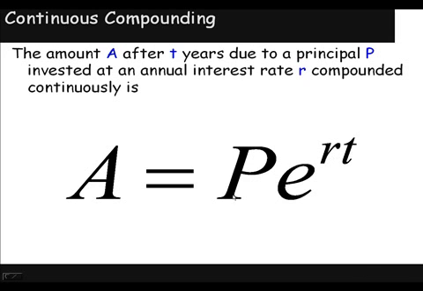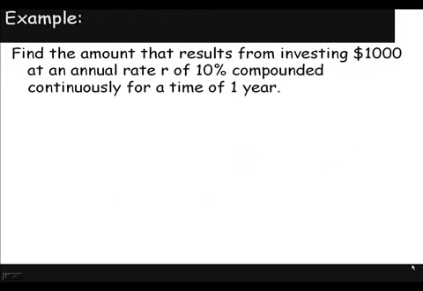If you remember the shampoo PERT, it helps you remember this formula, P-E-R-T. Just remember rt are our exponents. So we're going to find the amount that results from investing $1,000 at a rate of 10% compounded continuously for a time of 1 year.